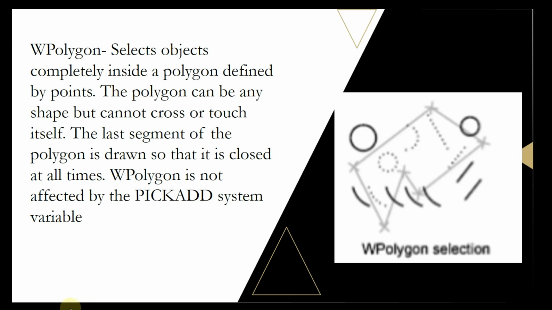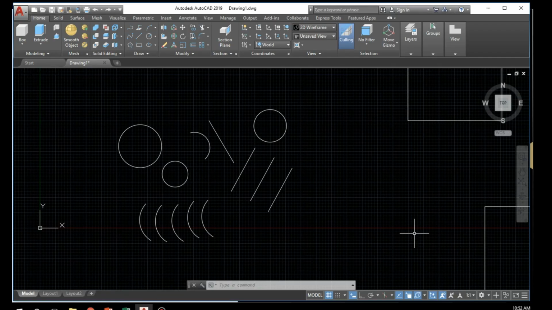So AutoCAD tayo. Okay, so erase ulit tayo. Erase command. Then W polygon naman tayo.